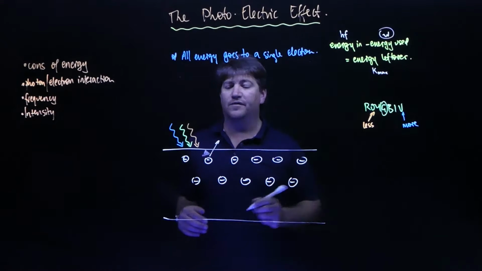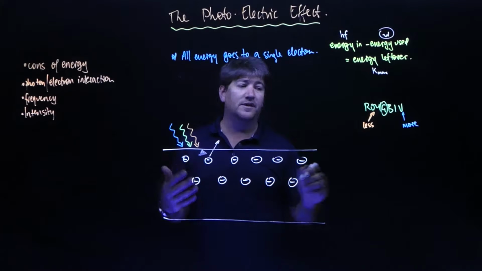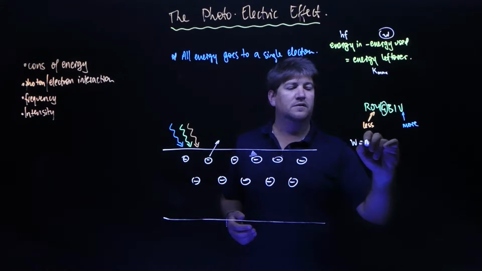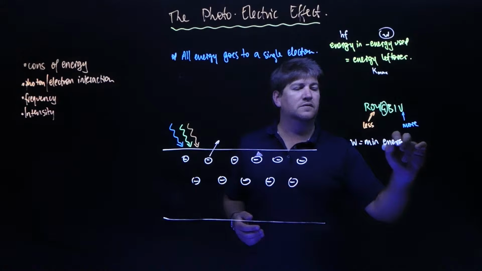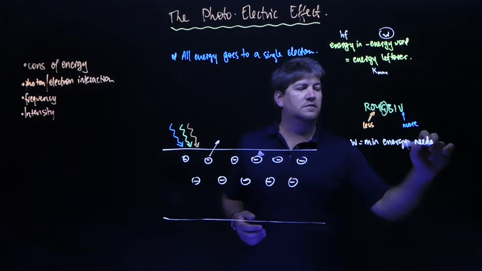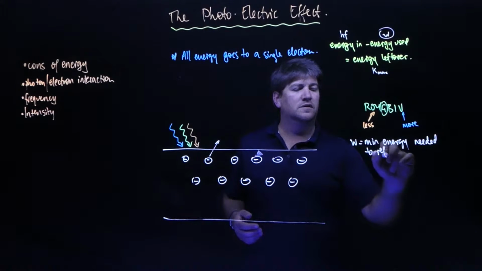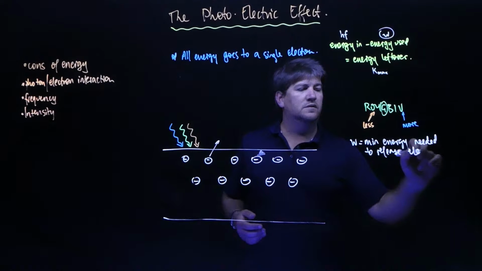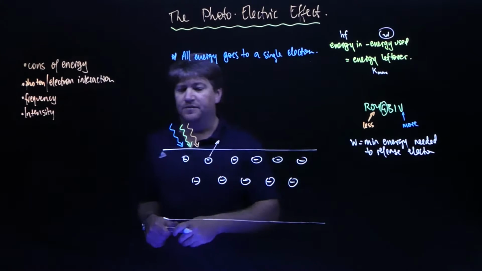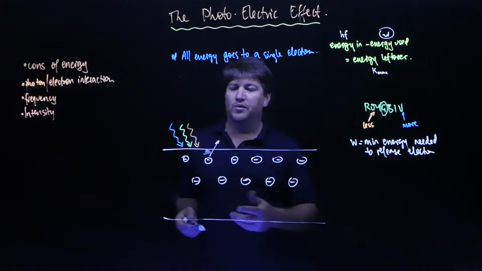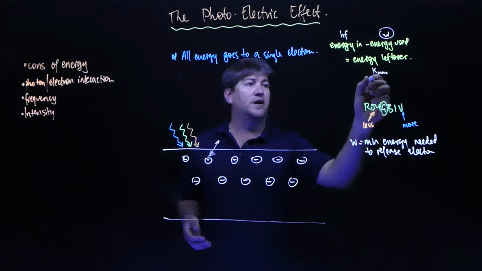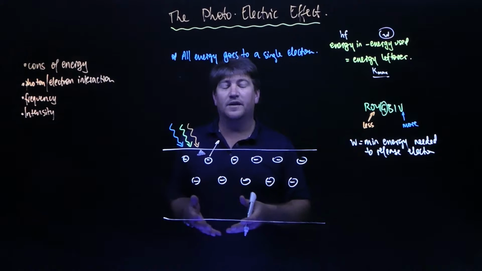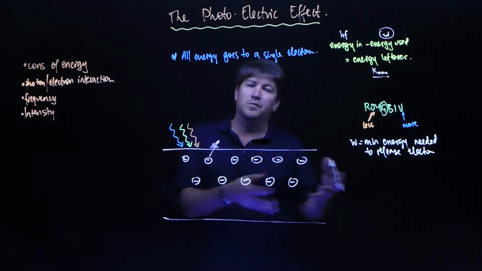That's where the work function comes in. The work function is the minimum energy to release that electron. If we have more than enough energy, the electron will come out and it'll have leftover kinetic energy, and it'll be moving at a certain speed.